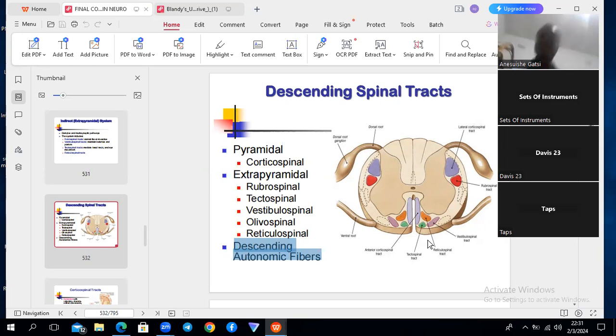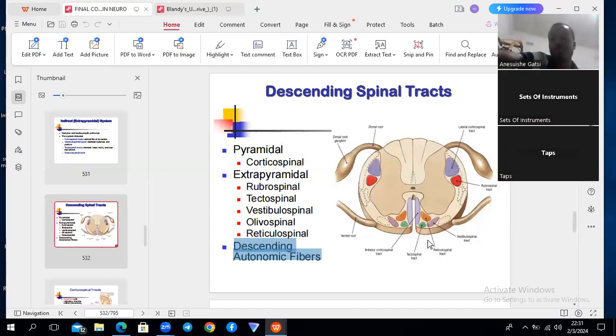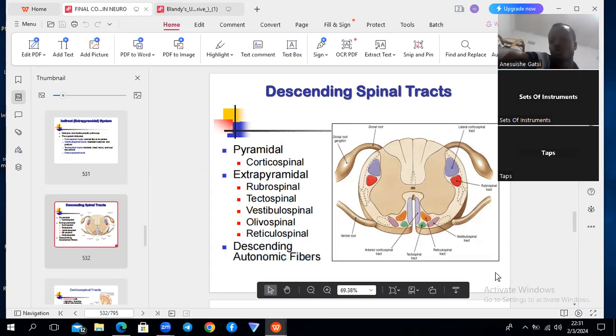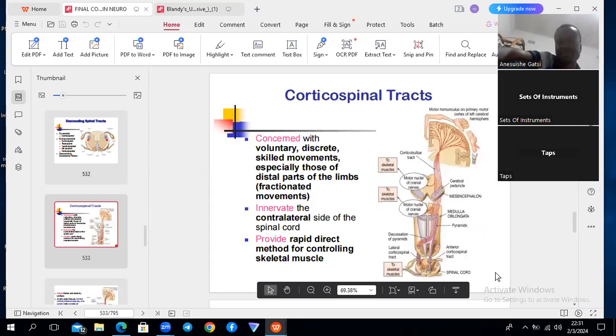And as it goes down, remember sympathetic outflow will be thoracolumbar. So it's going to give you sympathetic outflow in the thoracolumbar region. And then parasympathetic will be craniosacral. Right? So you have cranial nerves that carry parasympathetic. Then it will also go to the sacral region. Right. So corticospinal, we said this is the main one.